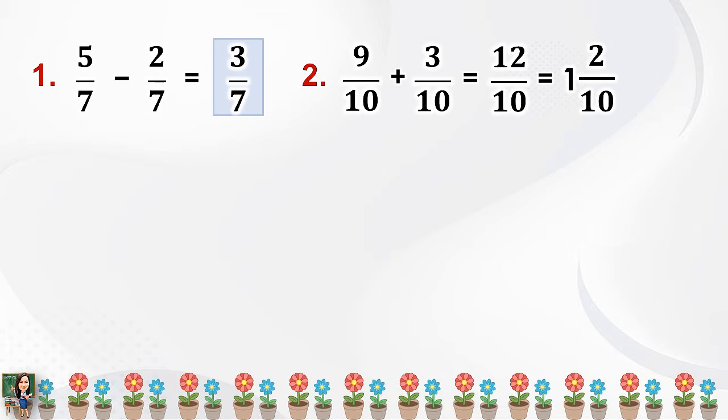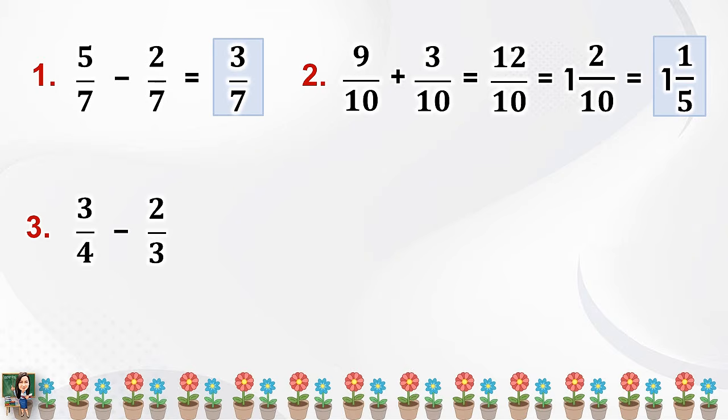We can simplify this. We can reduce this to lowest terms by dividing the numerator 2 and the denominator 10 by 2. 2 divided by 2 equals 1 and 10 divided by 2 equals 5. The answer is 1 and 1/5.